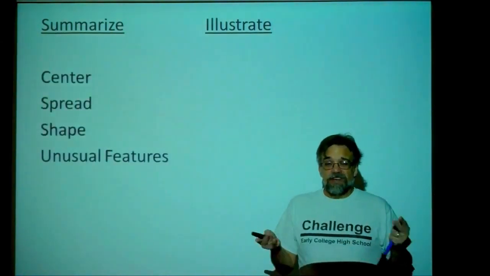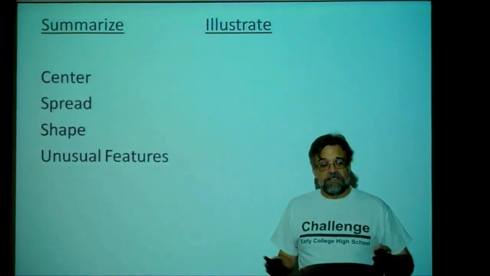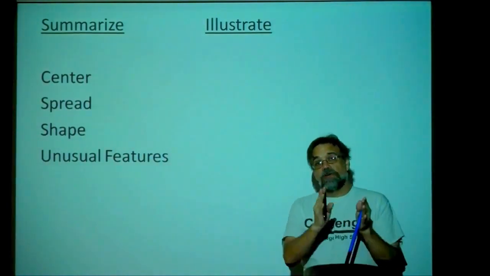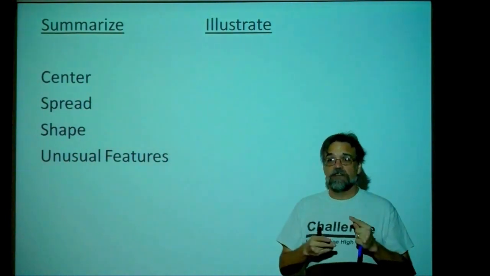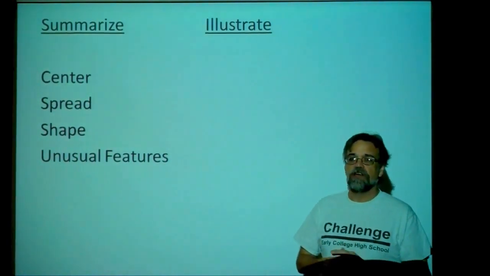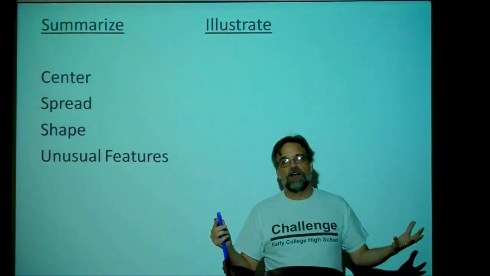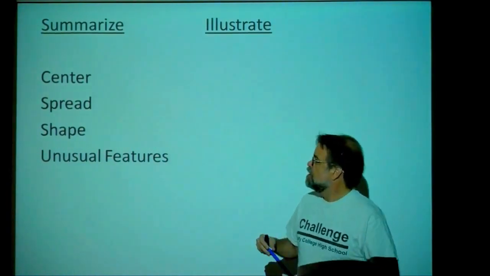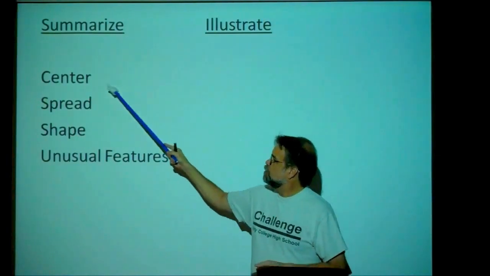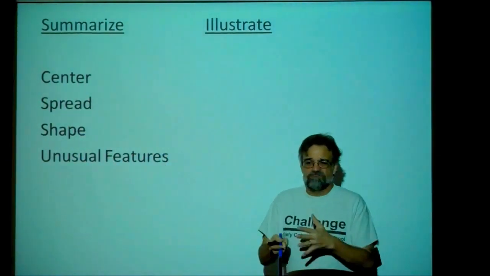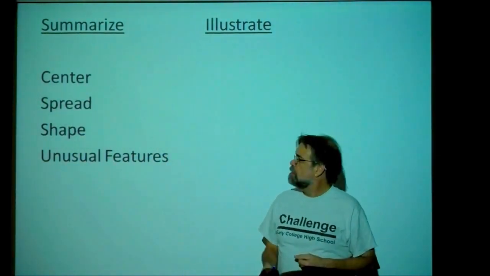With categorical data, there wasn't much to the summary. It was basically what percentage falls in this category, what percentage falls in this category, what percentage in that one. With quantitative data, there's actually a lot more to look at, because now we have numerical values. And so now we can ask, where's the center of the values? Meaning, like the average, okay?